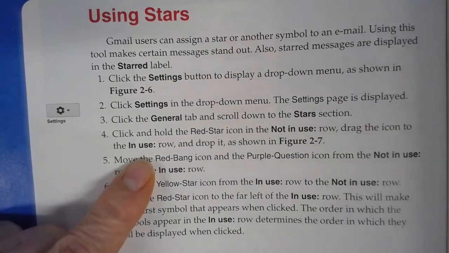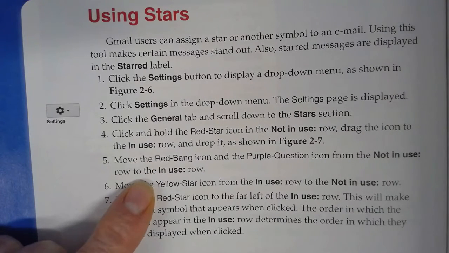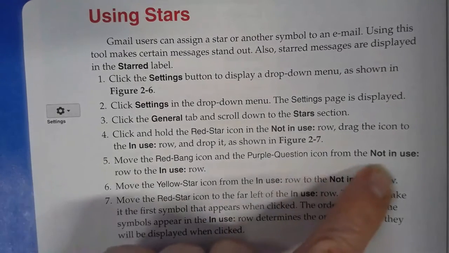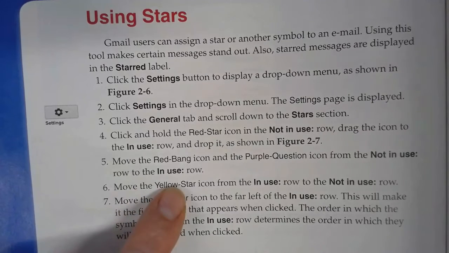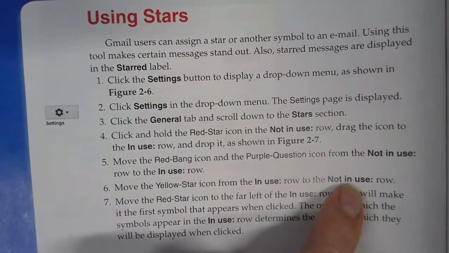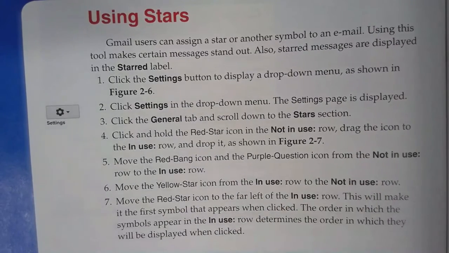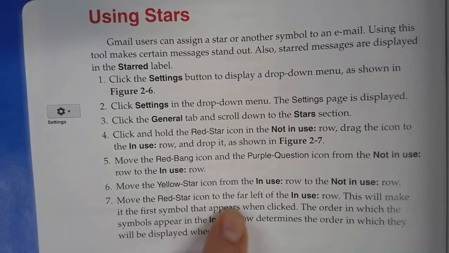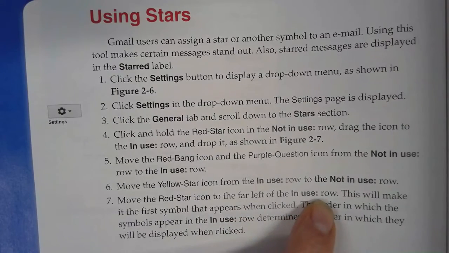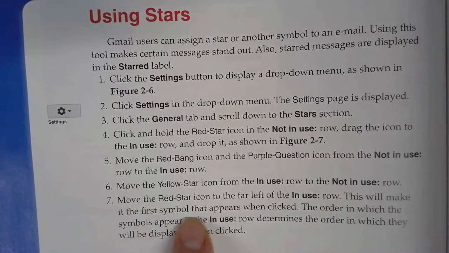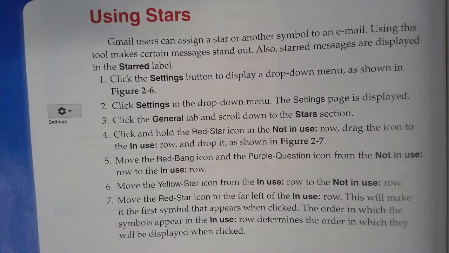Again, I want you to show this to me. It's going to be part of your grade. So everybody should get to this point and make it a red star. Then move the red bang icon and the purple question icon from the not in use row to the in use row. Move the yellow star icon from the in use to the not in use row. Move the red star icon to the far left of the in use row. This will make it the first symbol that appears when clicked.